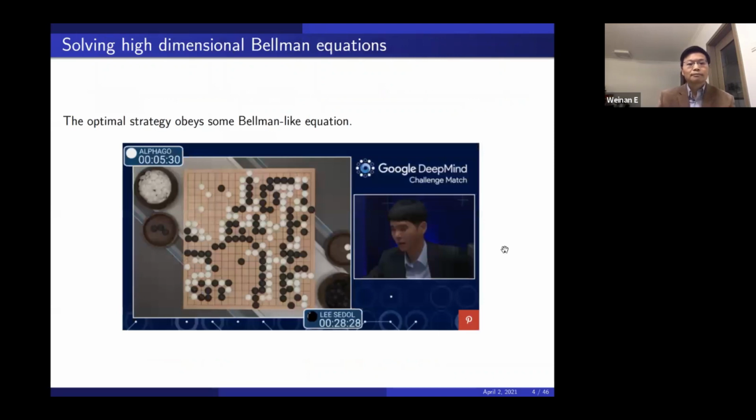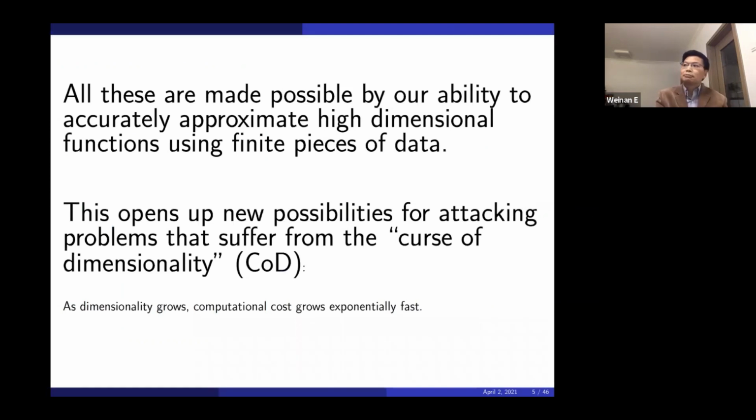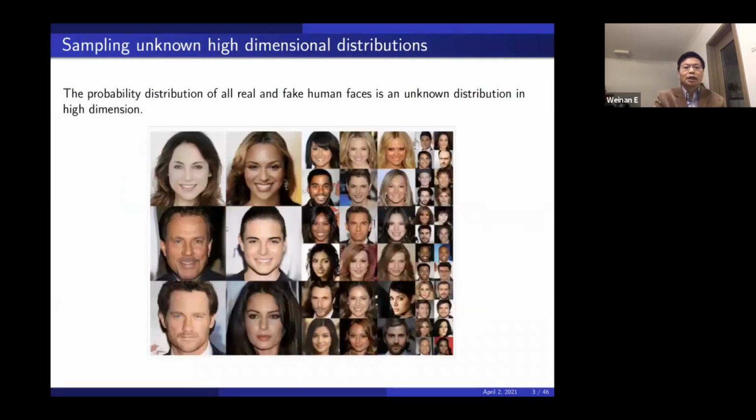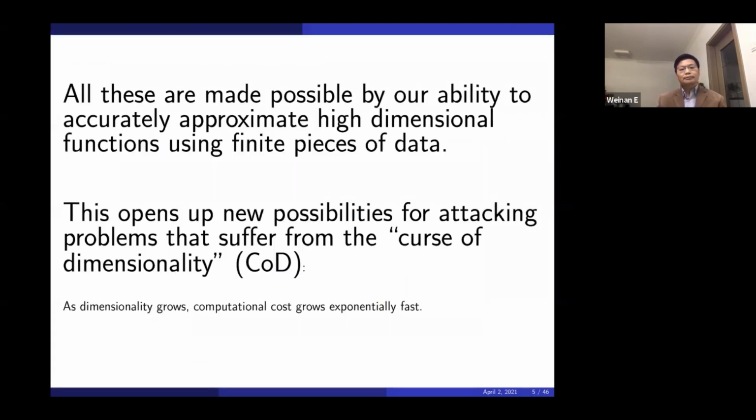A third example is very well known. This is AlphaGo. We all know AlphaGo was able to beat humans. But what we also know is that the optimal strategy for the Go game, given the strategy of the opponent, obeys some Bellman-like equation. So AlphaGo was really trying to solve a Bellman-like equation in a huge space. And you can solve that equation sufficiently well so that you can produce a strategy that beats all humans. So all these examples are about solving some mathematical questions in very high dimensions: approximating high dimensional functions, approximating high dimensional probability distributions, solving high dimensional Bellman-like equations. So how can we do this? Well, these are made possible because now we can accurately approximate high dimensional functions using a finite piece of data.